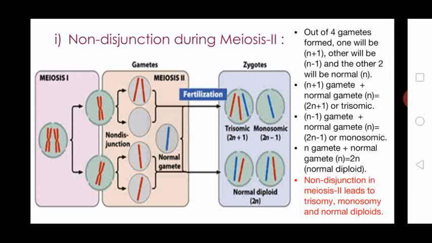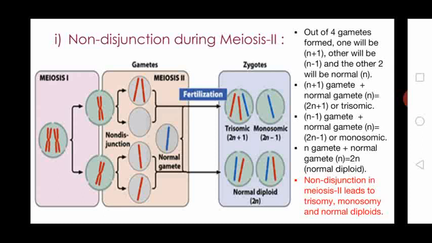and the other daughter cell lacking that particular chromosome, that is n minus 1 chromosomal complement. And the bottom primary gametocyte produces 2 daughter cells with normal chromosomal complement, because non-disjunction is not taking place in that bottom primary gametocyte. So after second meiotic division, we will get n plus 1 gamete, n minus 1 gamete, and 2 normal gametes. So in non-disjunction during meiosis 1, you won't get normal gametes, all will be abnormal, n plus 1 gamete and n minus 1 gamete.